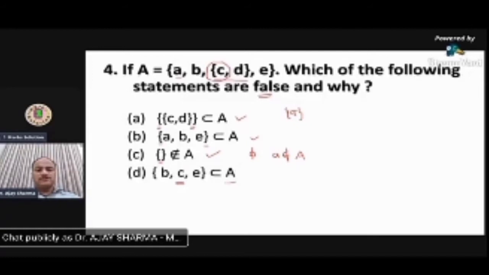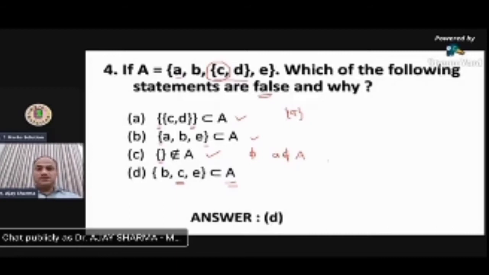So this is our answer for this question. Answer D is correct. This was a specially designed question. Here you have to tell what is false, what is not right. This thing is not right because of this element C. If this element C were existing freely in this set A, then this could have been the correct thing.